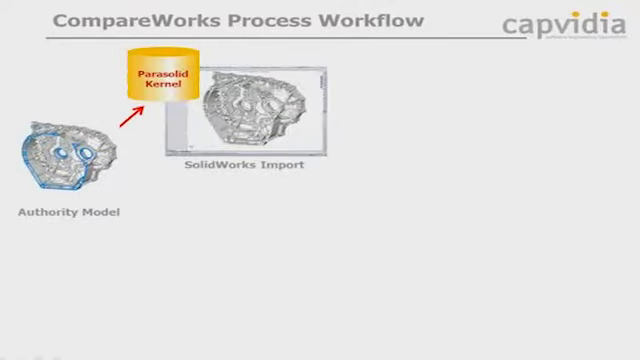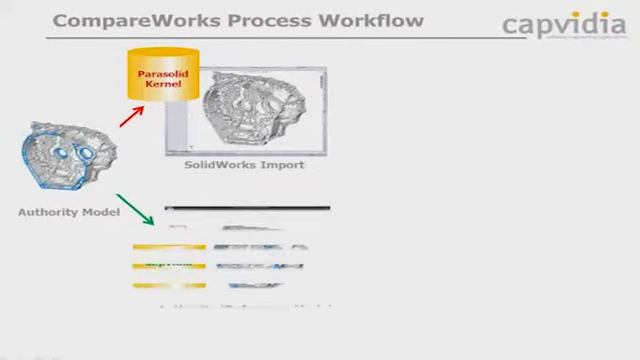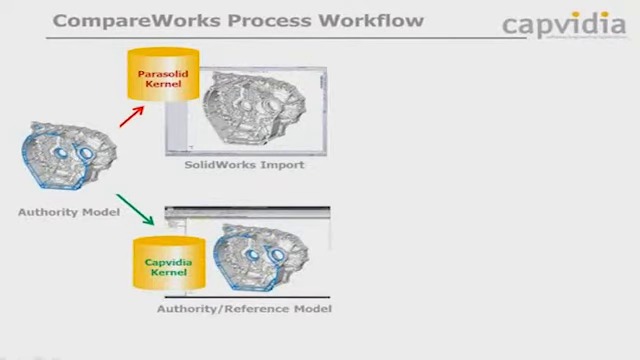So here's the process and flow we use within Compareworks. We start with our authority model of data representation. You translate this into SolidWorks via the Parasolid kernel. Now this is a representation. You have the translation. Likewise, we take this authority model into the CapVidia kernel, and that becomes the authority reference model. Now we developed our own geometry kernel over the last 15 years for one specific reason: to capture and hold the entity data structures from all different CAD systems. It's a kernel designed specifically to deal with interoperability.